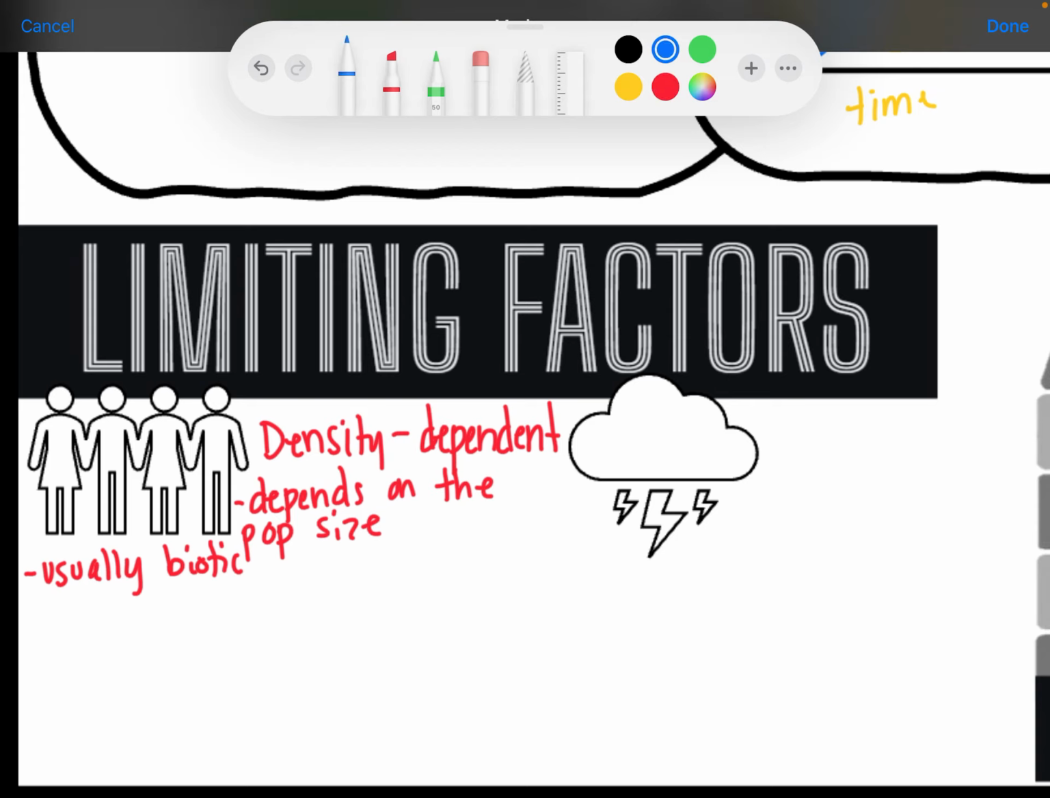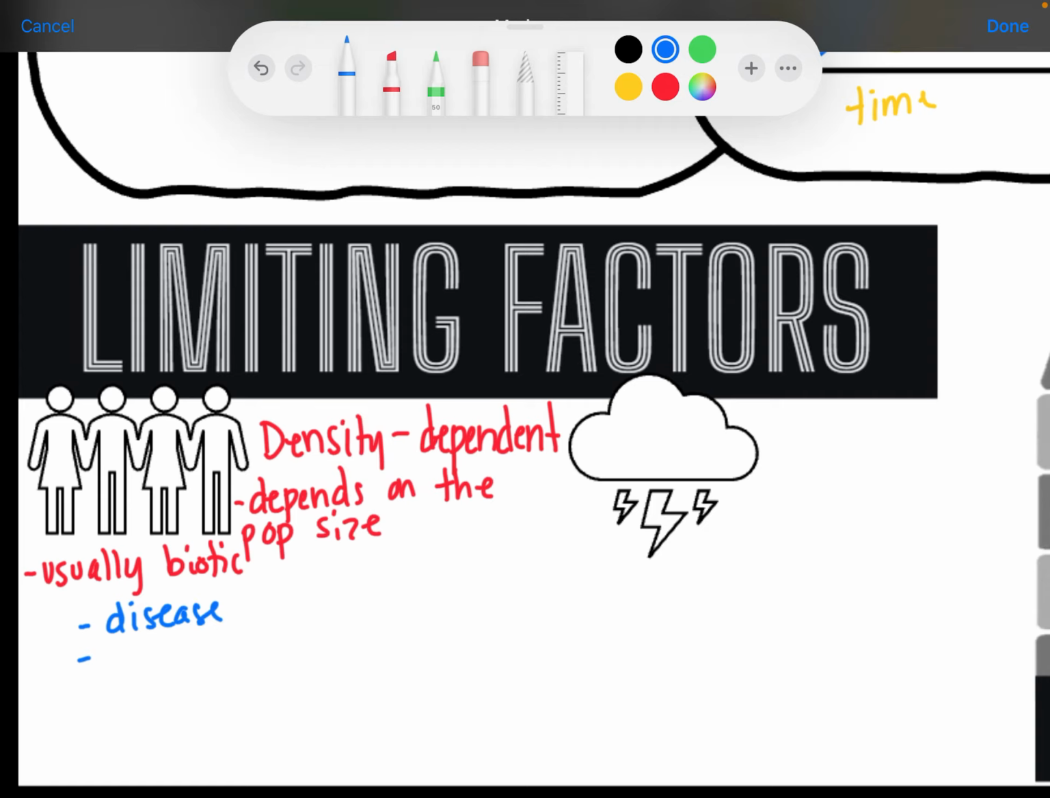So examples of this would be disease. Diseases are spread more in a closer population. We're living through this right now. How do we reduce disease? We spread out. So it's density dependent because it matters how many of an organism there are.